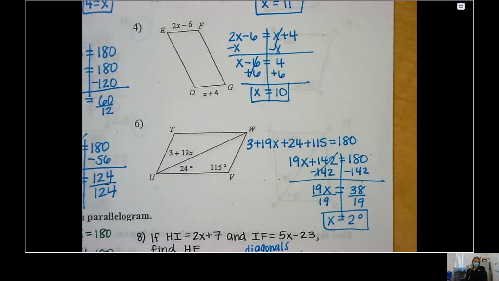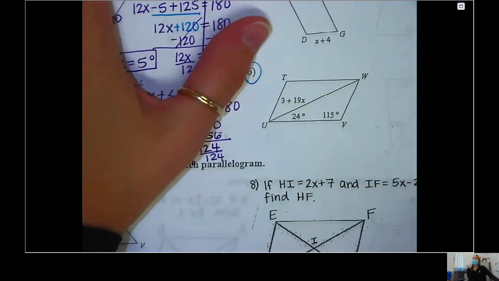Nicely done for number 4 and number 6. Okay, so we're going to skip 7 and 9 for the moment. I told you we're going to jump around a little bit. We're going to do 8 and 10 first, and then we'll come back to 7 and 9.